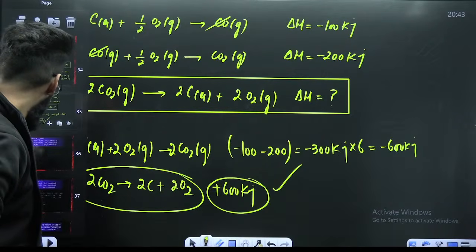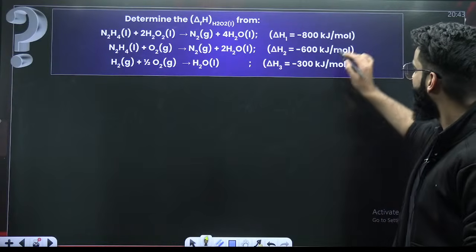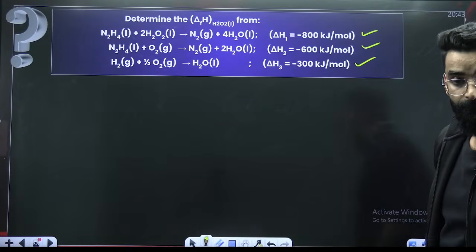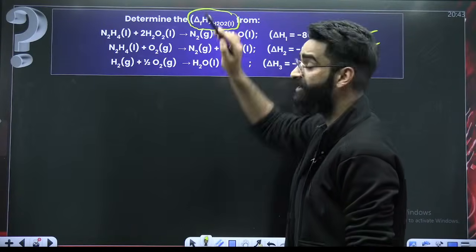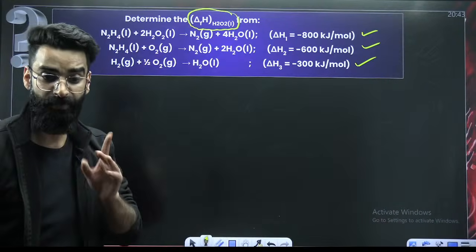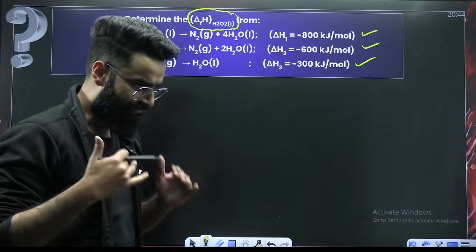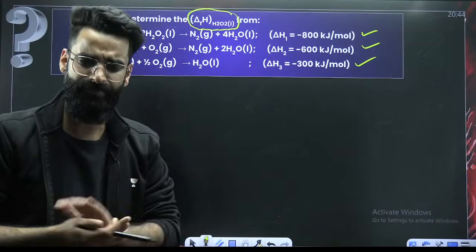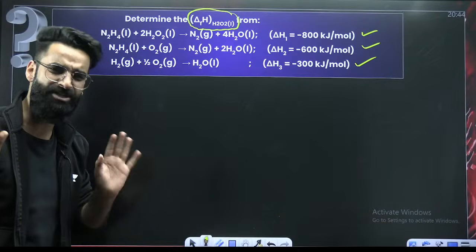For example, one question I'm giving you. Look at this question, guys. We are given certain reactions, and their delta H values are given. What are we supposed to calculate? We are supposed to calculate the enthalpy of formation of H2O2. Look at it carefully. Will you be able to write the formation reaction of H2O2 on your own?